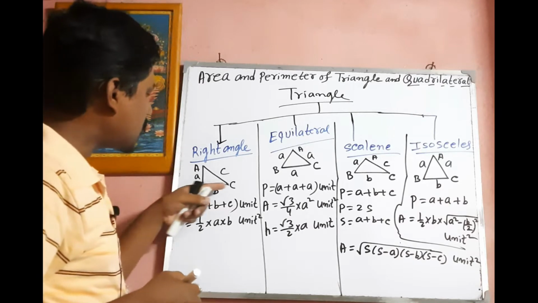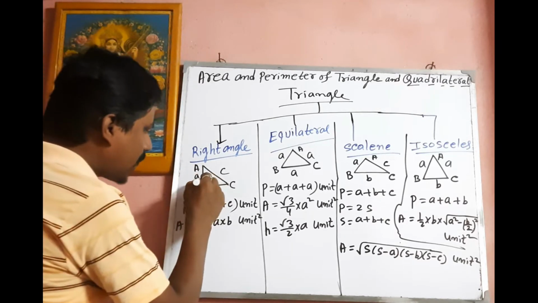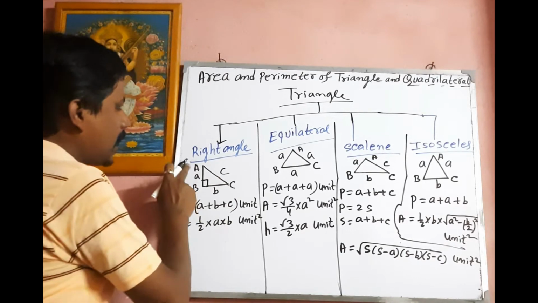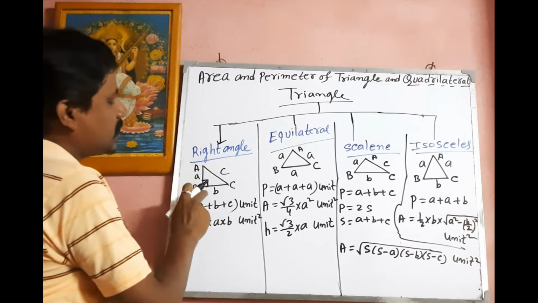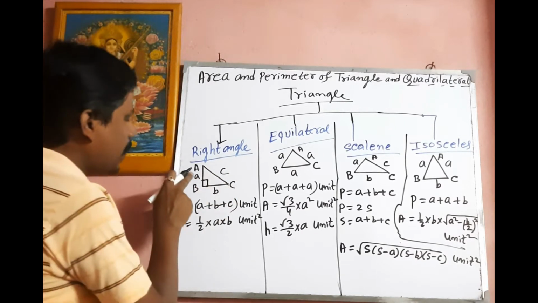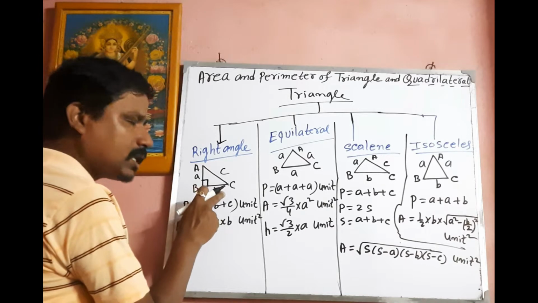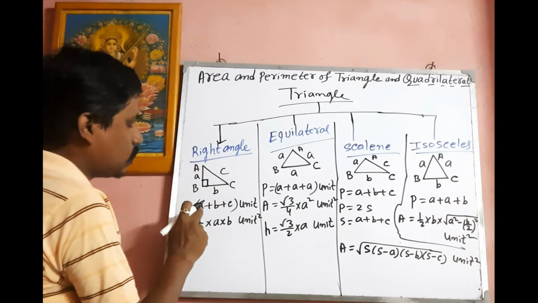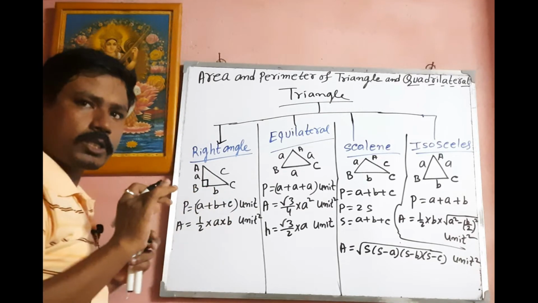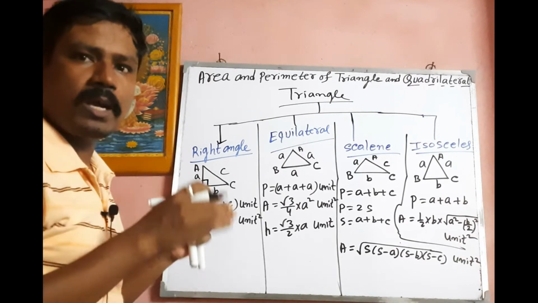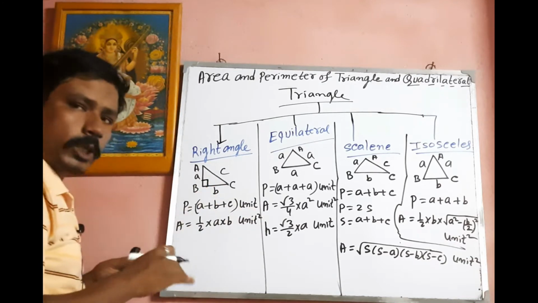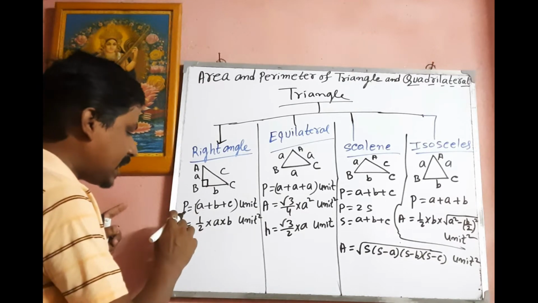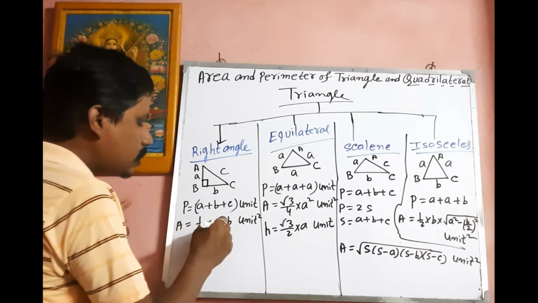If ABC is a right angle triangle, this angle is 90 degrees, then the perimeter of this triangle will be the sum of this side and that side. That is, if we take this side as A, this side as B, this side as C, then the perimeter of this triangle ABC is equal to A plus B plus C, and units may be centimeter or meter. Now, if we discuss the area of a right angle triangle, then area, that is capital A, will be half into base into height.